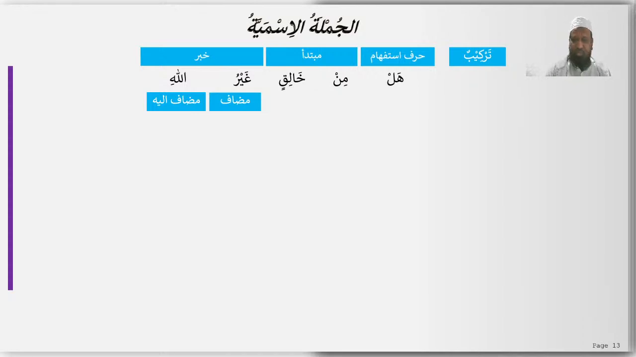You've decided not to translate this. It's very easy. Hal is mubtada. The structure tells us is there. Is there min khaliqin? Khaliqin, creator. It is nakira. Min makes it more nakira. Any. Is there any creator? And we know Ghayrullahi, other than Allah. Is there any creator other than Allah?